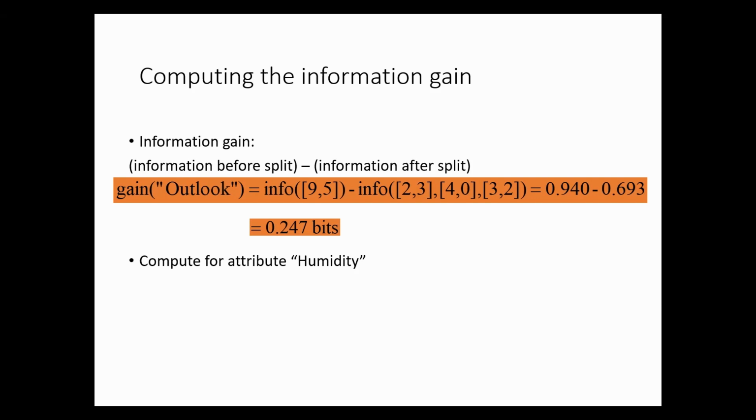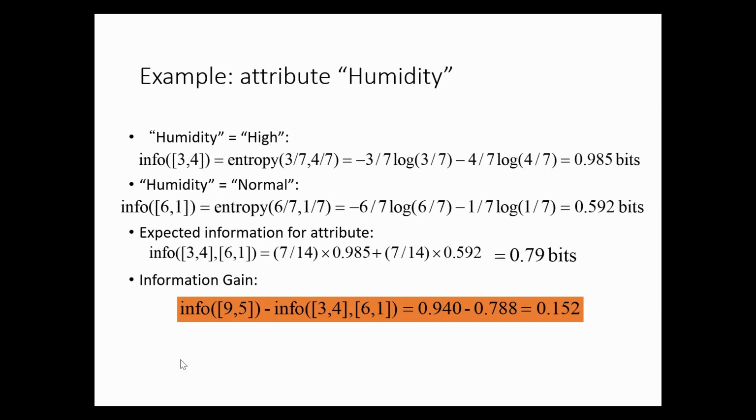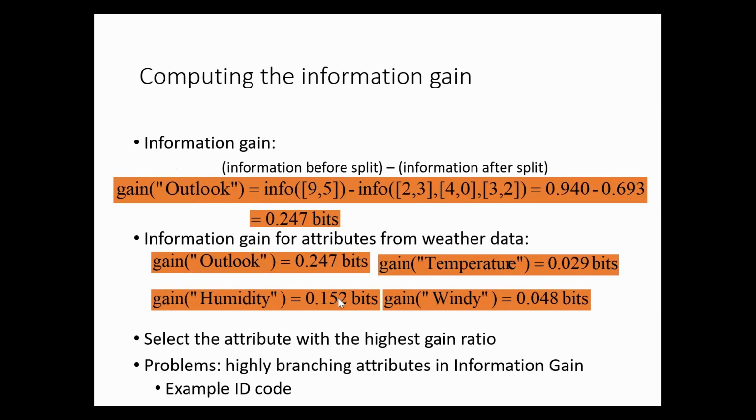If you compare, you will get about 0.247. And if you do the calculation for the four attributes, this is what we will get: outlook 0.247 bits, temperature 0.029, humidity 0.152, and windy 0.048. By going through the values, we can select outlook.